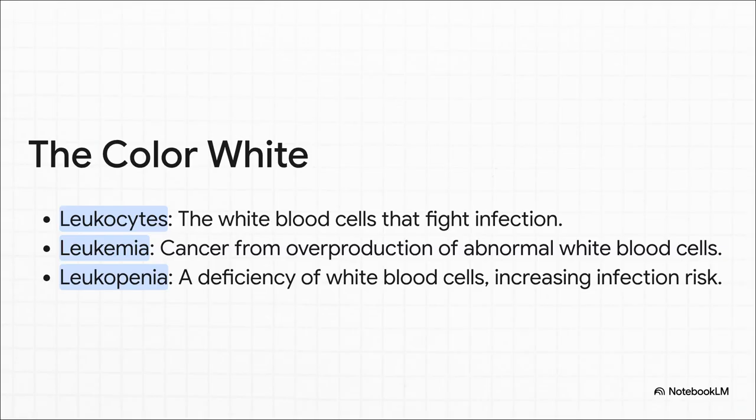First, you've got our heroes, the leukocytes. Let's practice that. Leukocytes. These are the white blood cells that fight off infections for us. But things can go wrong. A word like leukemia, let's say it, leukemia. That's a cancer that involves the overproduction of abnormal white blood cells. And then on the flip side, you have leukopenia. Leukopenia. That's a deficiency, a shortage of those cells, which leaves the body really vulnerable to infection.